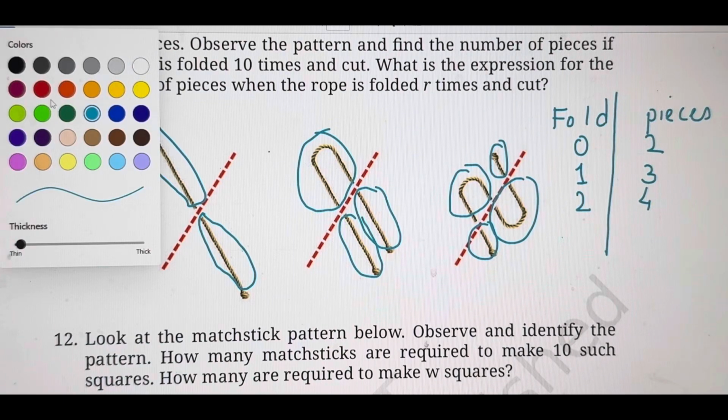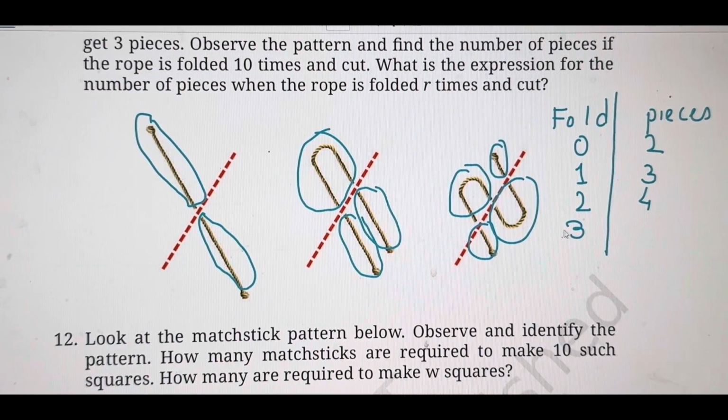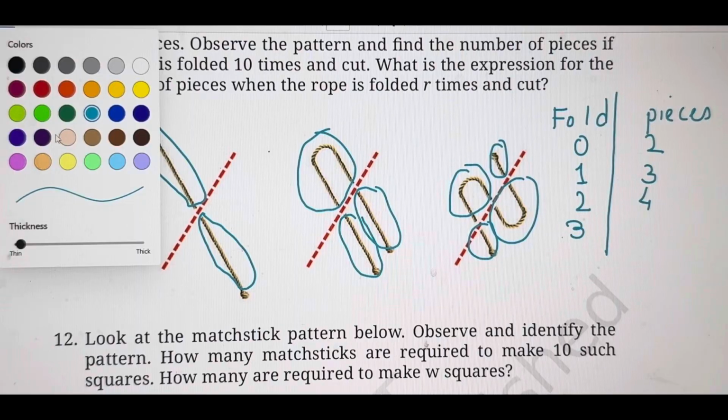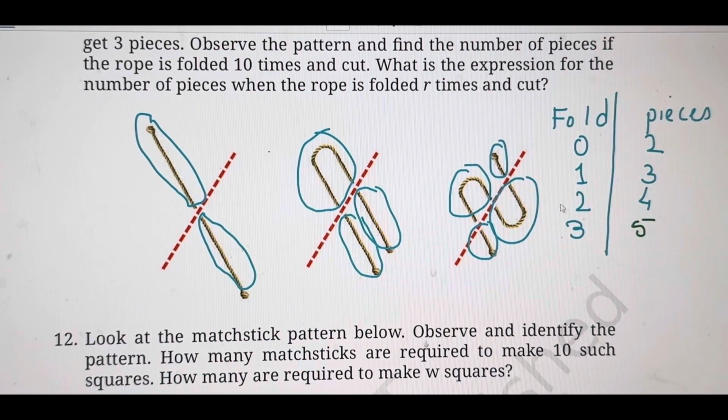Suppose you now make 3 folds. So you will get how many pieces? You will get 5, 2 more than that if you observe the pattern. Right? Now if you make 4 folds, you will get 6. So it is 2 more than that. Each one is 2 more than the number of folds. The pieces are 2 more than the number of folds. So if the rope is folded 10 times, then how many pieces will you get? 10 plus 2 is 12.